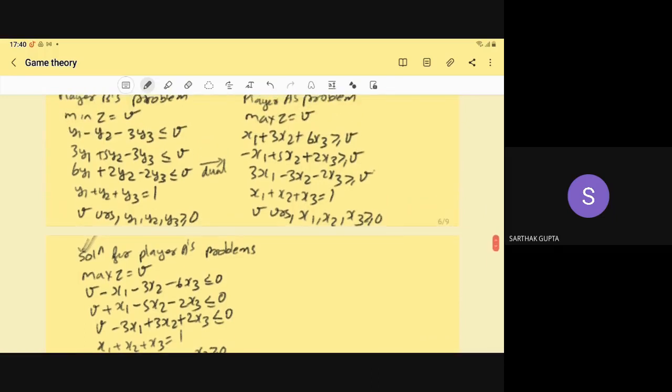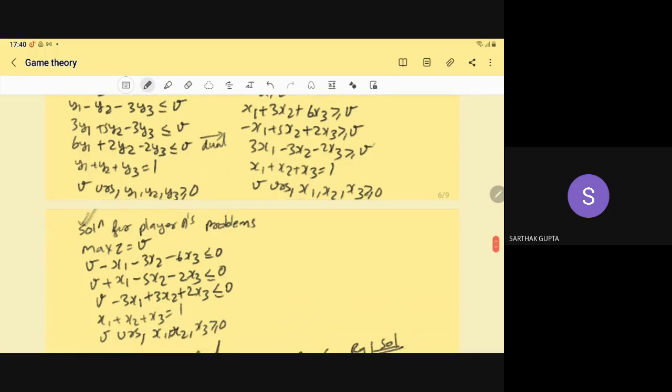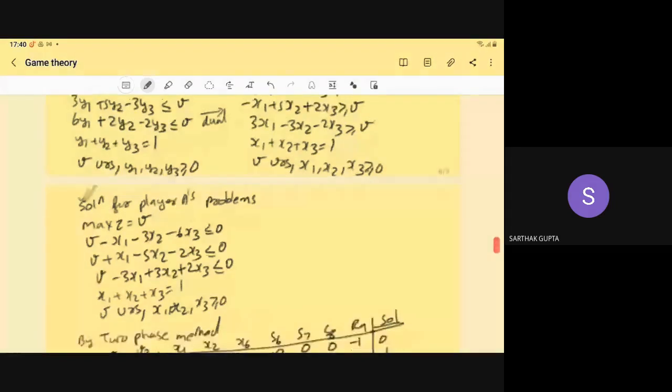maximize z equal to V, and we take all the variables on one side, so it will become V minus x1 minus 3x2 minus 6x3 less than or equal to 0. It means when we are asked to write the LP, you have to write it in this form only, the standard form.